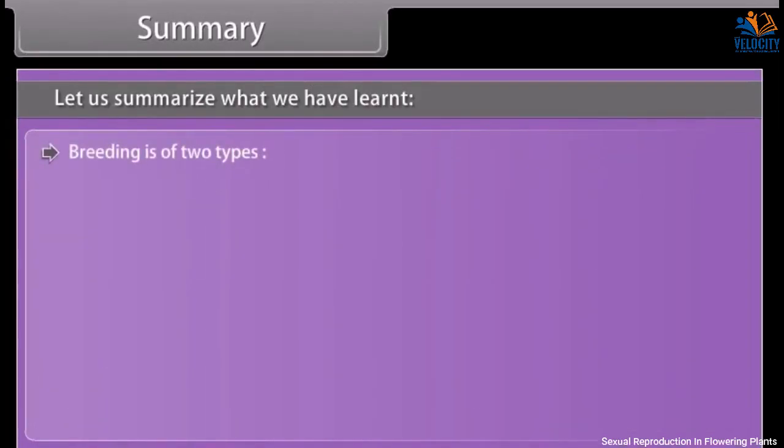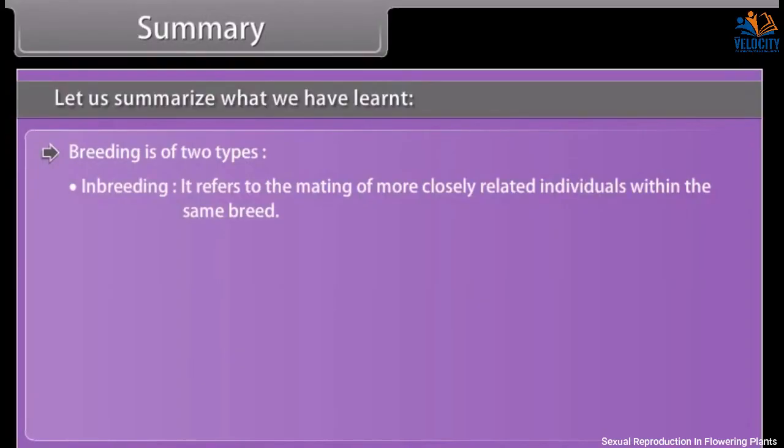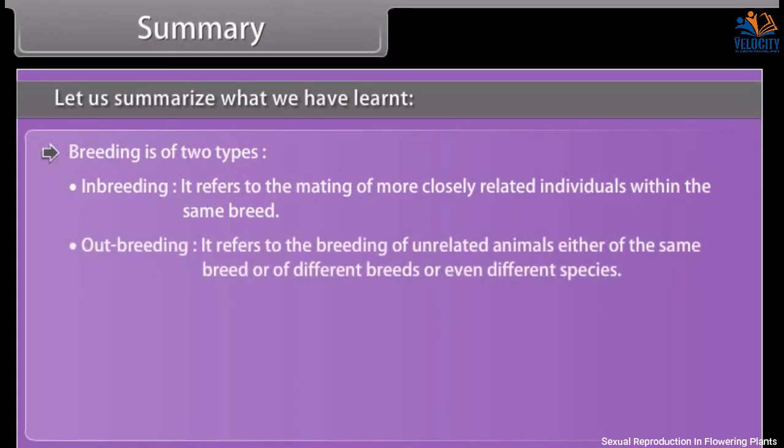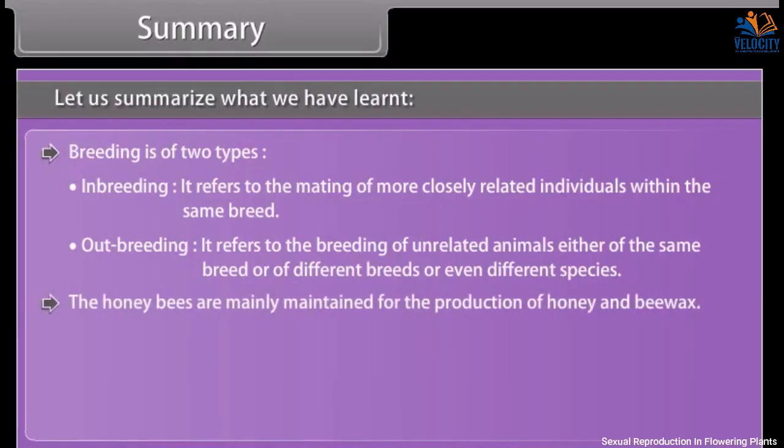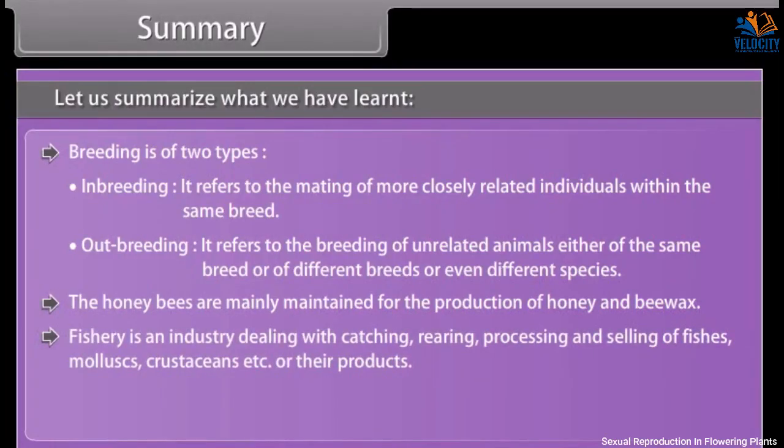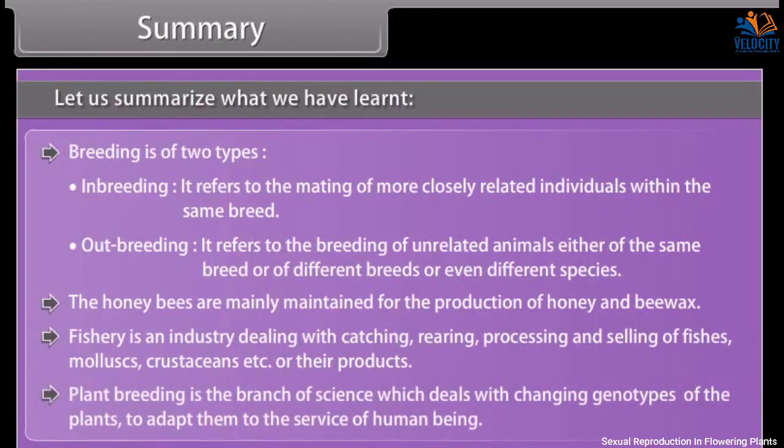Breeding is of two types. Inbreeding refers to the mating of more closely related individuals within the same breed. Outbreeding refers to the breeding of unrelated animals, either of the same breed or of different breeds or even different species. The honeybees are mainly maintained for the production of honey and bee wax. Fishery is an industry dealing with catching, rearing, processing and selling of fishes, mollusks, crustaceans, etc. or their products. Plant breeding is the branch of science which deals with changing genotypes of the plants to adapt them to the service of human beings.